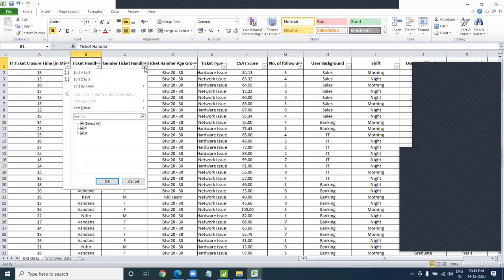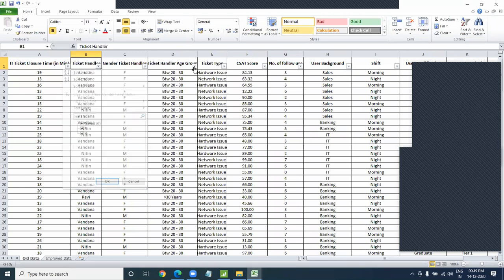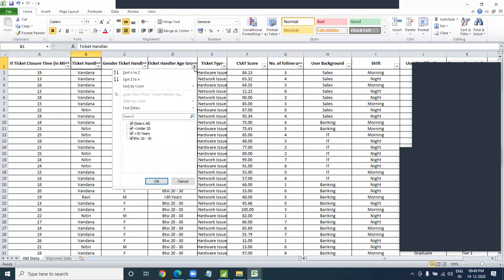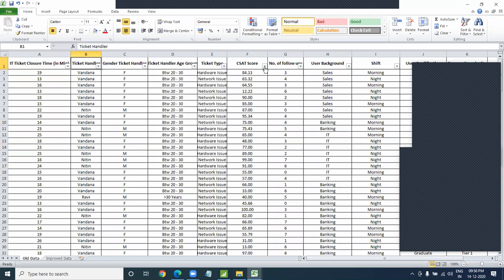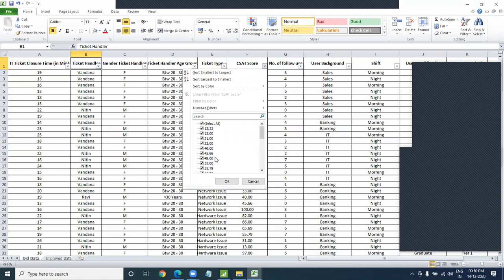Now, I have data for 2 groups only, male or female. So I'm comparing the male data versus female data. 2 groups, so 2 sample T test will be done. This is 2 plus. There are 3 groups: under 20, greater than 30, and between 20 and 30. So 3 groups fall into the 2 plus category. Again, ANOVA will be done because it's more than 2 groups. In this case, ticket type, I have 2 types of tickets, hardware issue and network issue, again 2 groups, 2 sample T test.